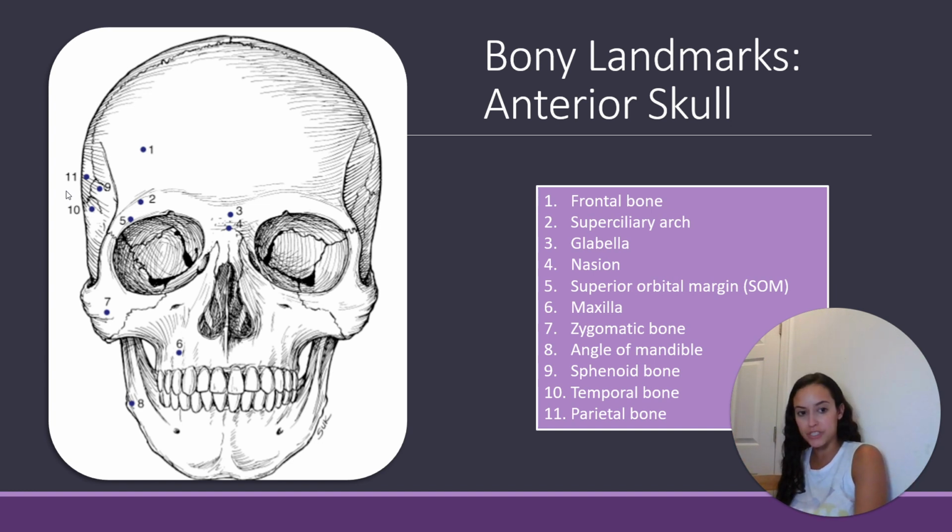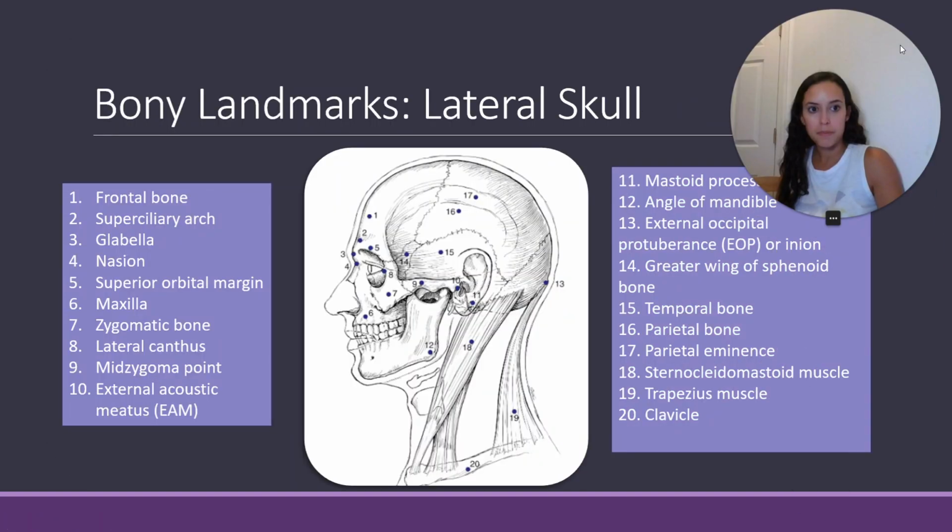Going over the structures as they are mentioned in the book, let's see. The one thing we didn't mention on this view, because it's the anterior view, is the mastoid process. So let's go look at the lateral view. That's going to help us hit the mastoid process. So bony landmarks of your lateral skull.